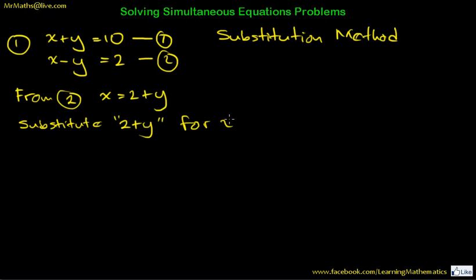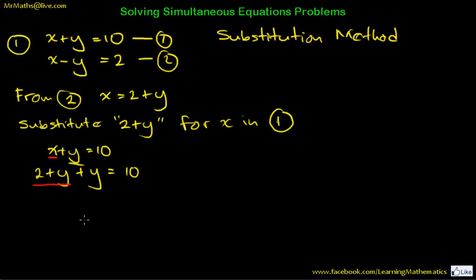for x in 1. So equation 1 is x plus y equal to 10. In place of x, we put 2 plus y. This is x. Okay, x is now 2 plus y, and then we add y, the remaining y that is left in the equation. This is equal to 10. You note that in this new equation, there is no x, there is only y.